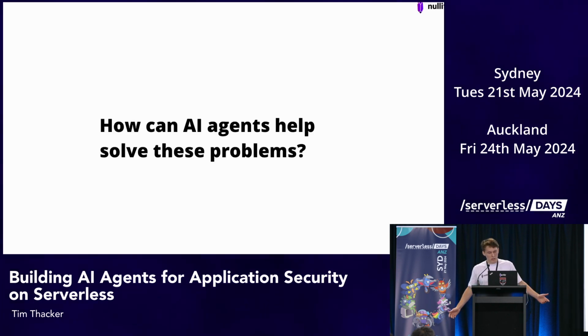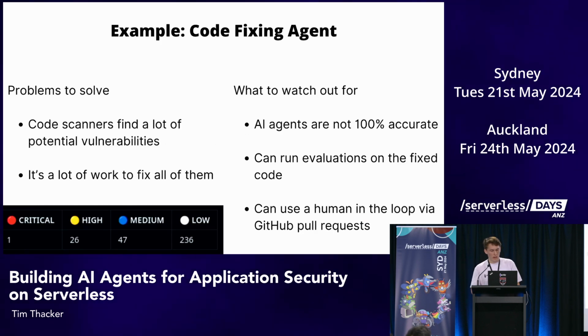So how can AI agents help solve some of these problems? We're going to focus on one real simple example. Obviously, there are many things that we could do, but to alleviate some of the work created for developers to go and fix these vulnerabilities, we're going to look at how we can build a code fixing agent. The problem we're trying to solve: code scanners find a lot of potential vulnerabilities. It's a lot of work to go fix them all.